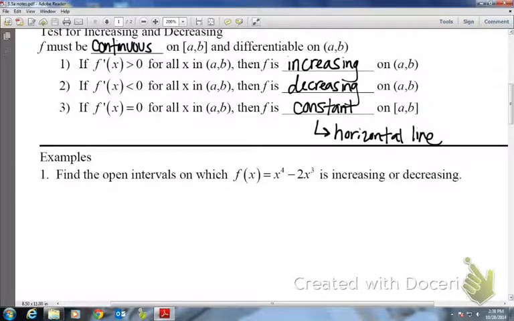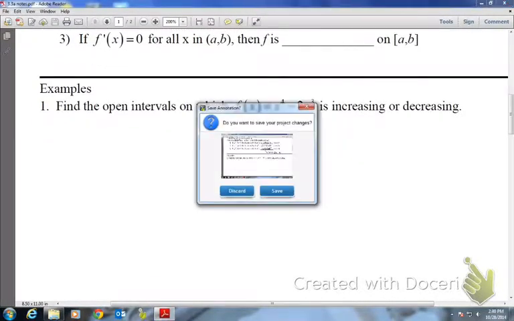Alright, so if the derivative is positive, it's increasing. If the derivative is negative, it's decreasing. And if the derivative is equal to 0, then f is constant. So let's do our first example down here at the bottom. It says find the open intervals on which f of x is increasing or decreasing. So here's how I like to do this problem.